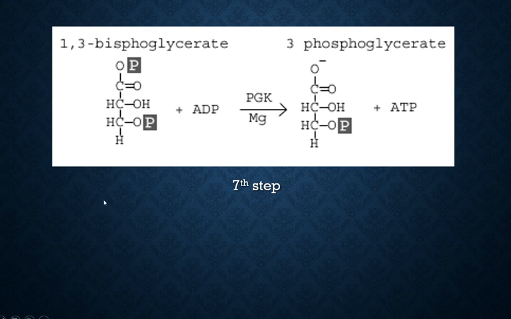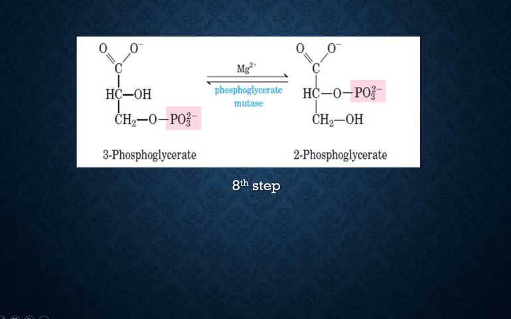Let's move to the eighth step. The enzyme is phosphoglycerate mutase, and here the reversible reaction is seen. So the eighth step is in the presence of phosphoglycerate mutase.